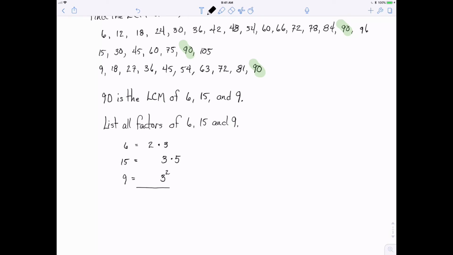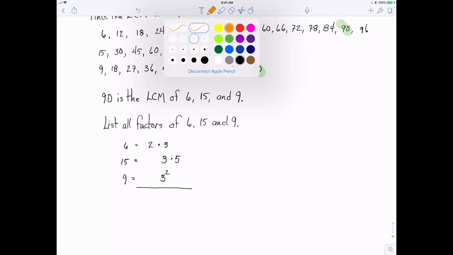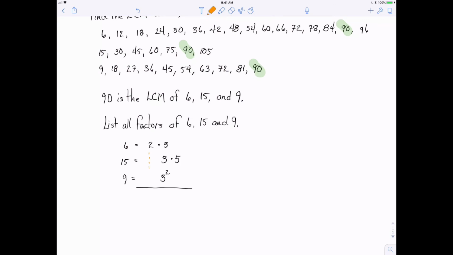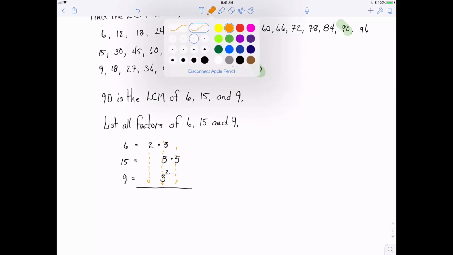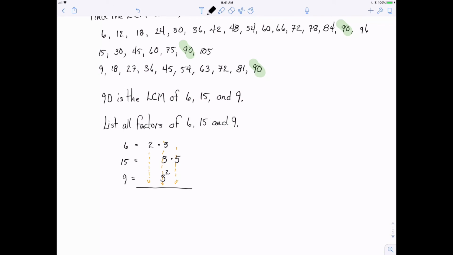So here's one way to find it. What we can do is bring down each column and bring down the highest count. So let me explain. In this case, there's a 2 in the 6, but not in the 15. There's 0 2s. And in the 9, there's also 0 2s.